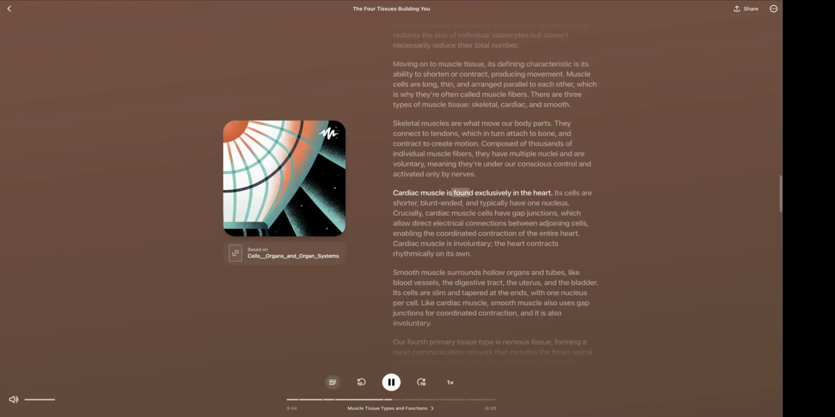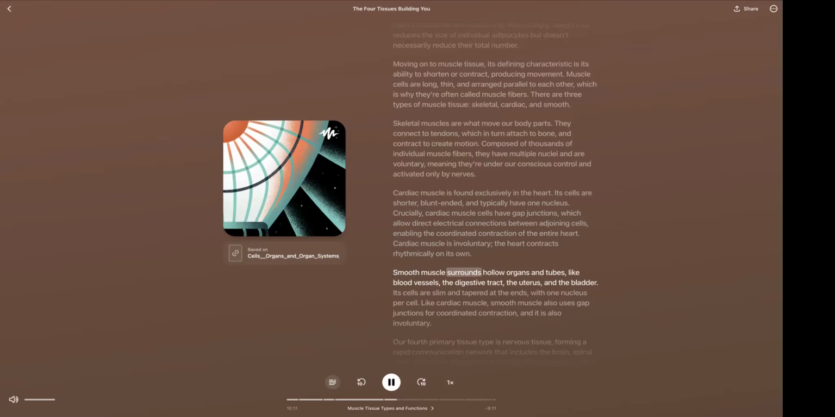Cardiac muscle is found exclusively in the heart. Its cells are shorter, blunt-ended, and typically have one nucleus. Crucially, cardiac muscle cells have gap junctions, which allow direct electrical connections between adjoining cells, enabling the coordinated contraction of the entire heart. Cardiac muscle is involuntary. The heart contracts rhythmically on its own.